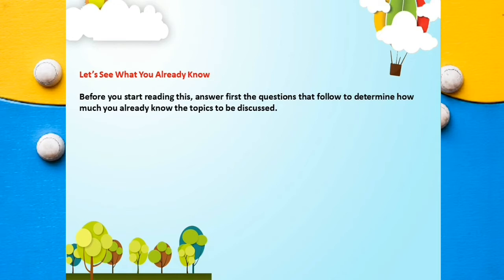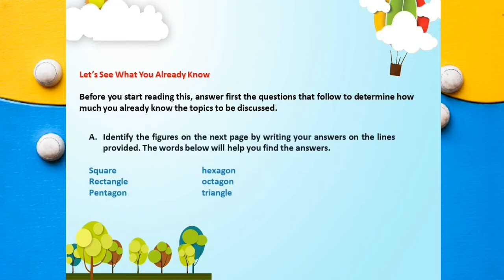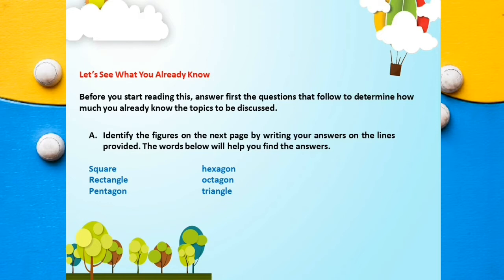Before you start reading this, answer the first question that follows to determine how much you already know about the topics to be discussed. So we have here, identify the figures on the next page by writing your answers on the lines provided. The words below will help you find the answers. So we have here the square, rectangle, pentagon, hexagon, octagon, and triangle. So meron tayong, sa next page, meron tayong mga makikita na mga figure na kung saan dito natin kukunin yung mga sagot.